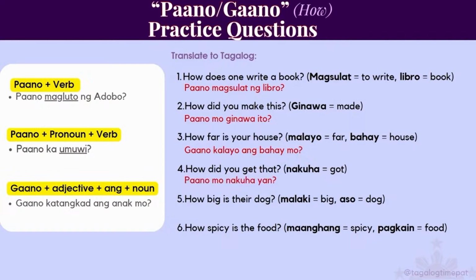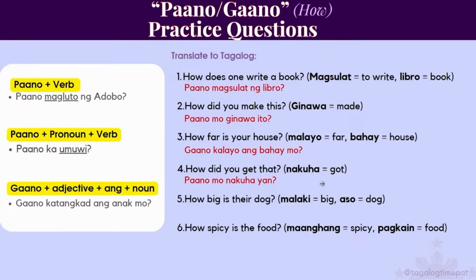How did you get that? Nakuha means got. Paano mo nakuha yan? There's no adjective in this question, so we would just still use paano. And that follows rule number 2. Paano mo nakuha yan, with the verb.